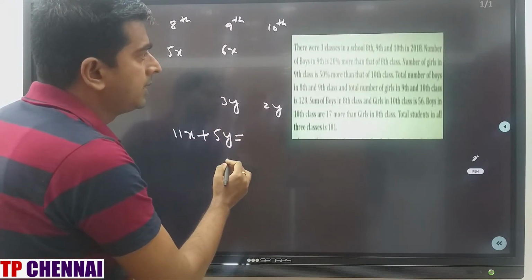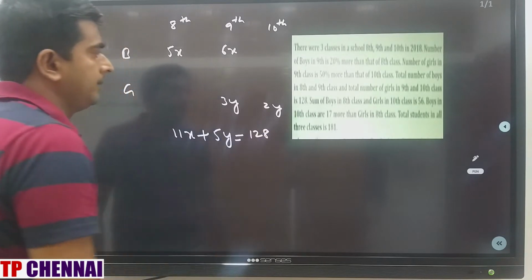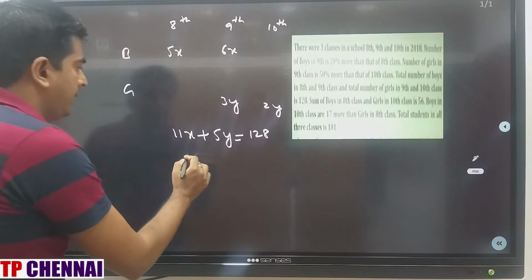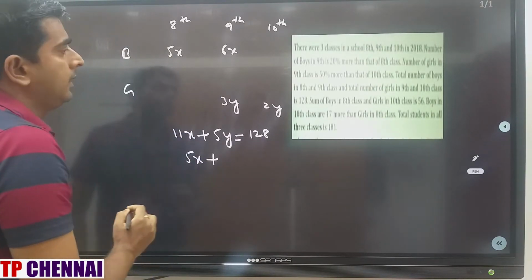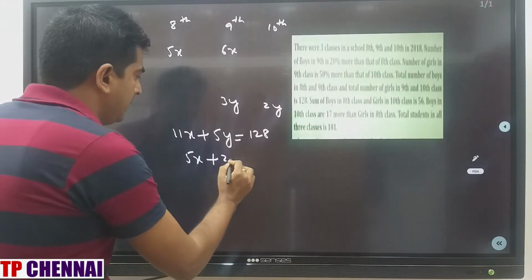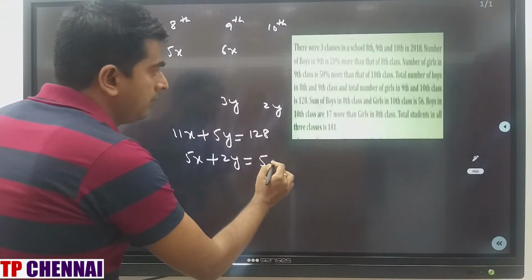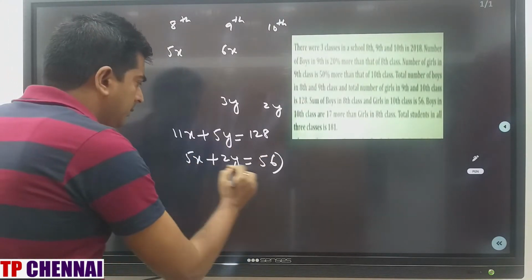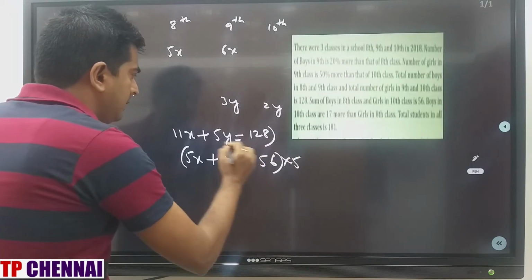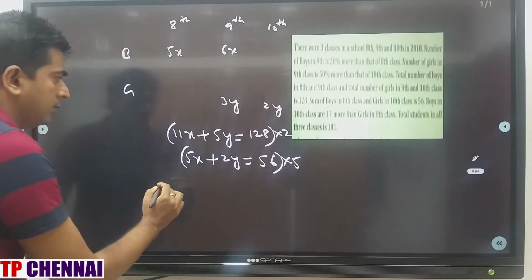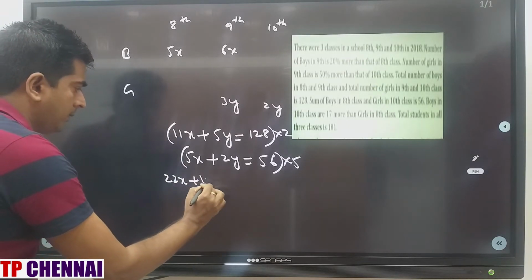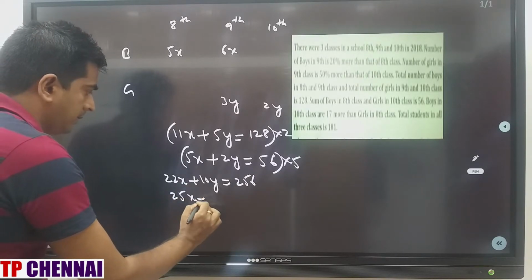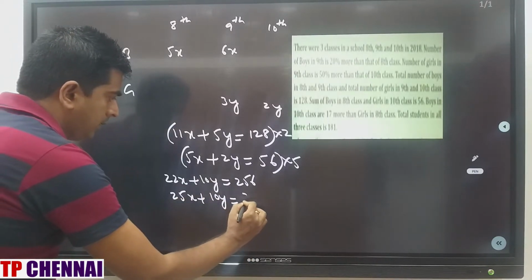is equal to how much they have given you? 128. And the sum of boys in 8th class, 5x, and girls in 10th class, 2y, is equal to 56. We need to solve these equations. So multiply this one by 5 and this one by 2. So this is 22x plus 10y is equal to 256. This is 25x plus 10y is equal to 280.